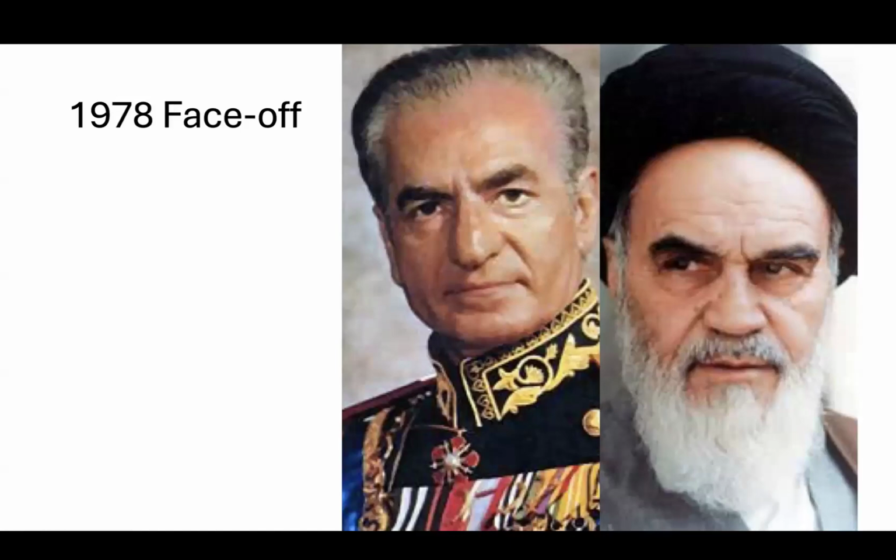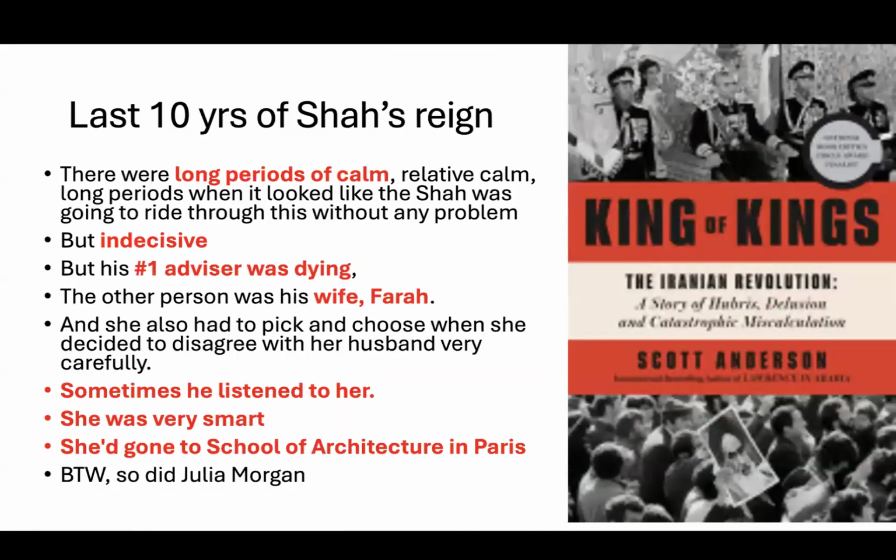So the face-off, 1978, 79, and Anderson makes the point that remarkably there were long periods of calm where it looked like the Shah was going to be able to ride through. But a couple of medical problems. His number one advisor was dying, and pretty soon the Shah himself would be dying of lymphoma, to complete the tragedy.